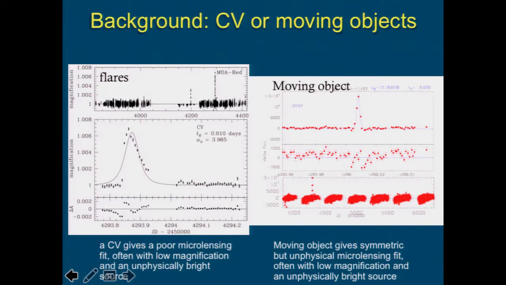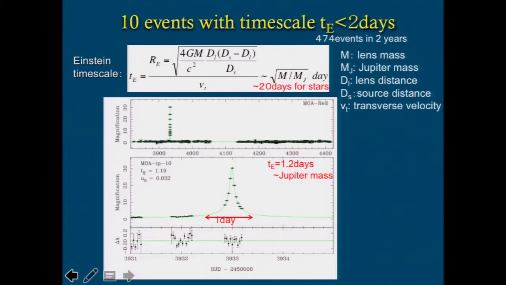So if we do the microlensing model fitting, we get an unphysical parameter for this event. So we check the microlensing parameters and also whether the centroid is moving during the event. Then we can discriminate such objects. So after we conducted such a lensing survey for 2 years or more of data, we found 474 events. And among them, 10 events have a timescale shorter than 2 days.